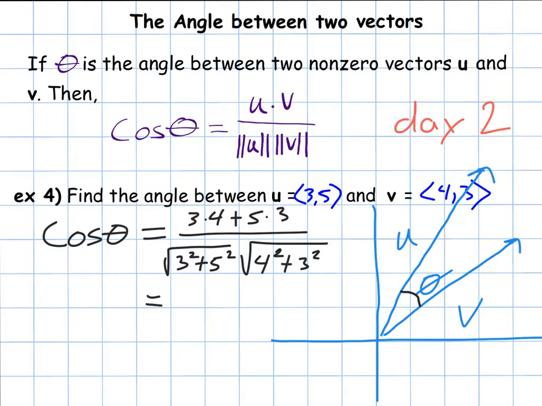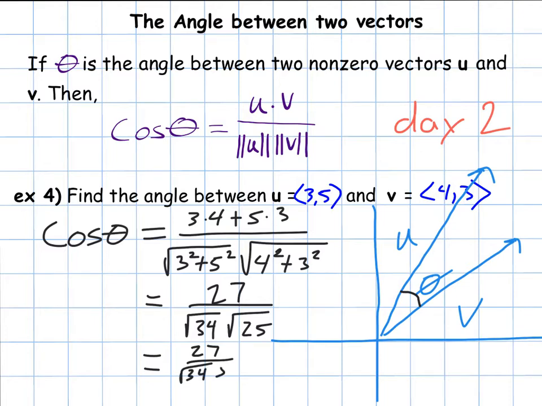I wouldn't throw it all in like that, because that's going to be really easy to make a mistake. I wanted to get something that's easier to put in. Top simplifies to 27. That, again, is the dot product of the vectors. The magnitude of u is the square root of 34. The magnitude of v is the square root of 25. And this will get us 27 over the square root of 34 times 5.